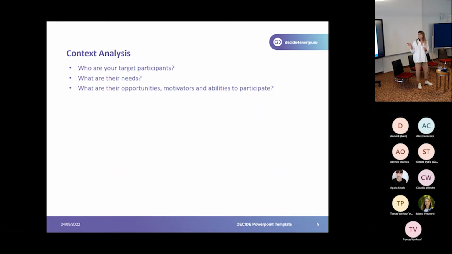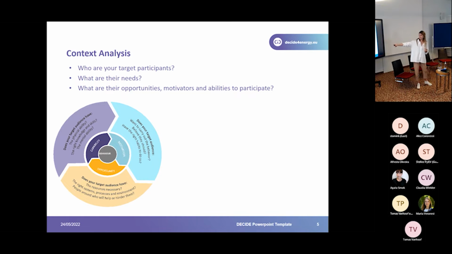As I said, closely coming to the context analysis, knowing who are your target participants, what are their needs, and looking at their opportunities, their motivators, and their abilities to participate. This is based on this model that it's probably too small to read, but it's talking about capability, motivation, and opportunity. So analyzing if your target audience has, for example, the resources that are necessary to take part in a certain behavior. If they want to carry out the behavior, what motivates them to do so? And then also, do they have the physical ability or the mental ability? Do they have the knowledge it needs to show the behavior that you want them to show?